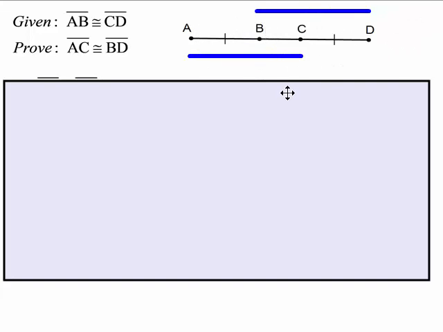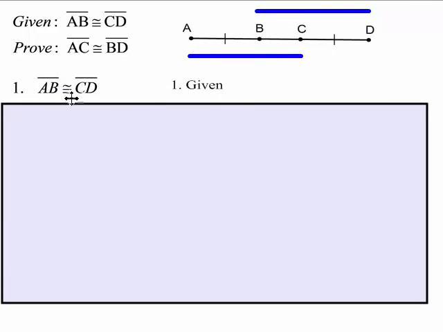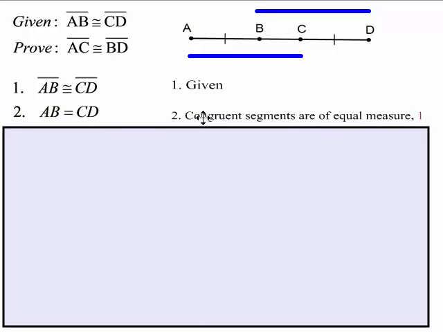So here we go. AB is congruent to CD. That's the given information. So here's our statement, here's our reason. Let's move this down. And we know that if segments are congruent, then they have to be of equal length. So I wrote that. I got that information from the first line.